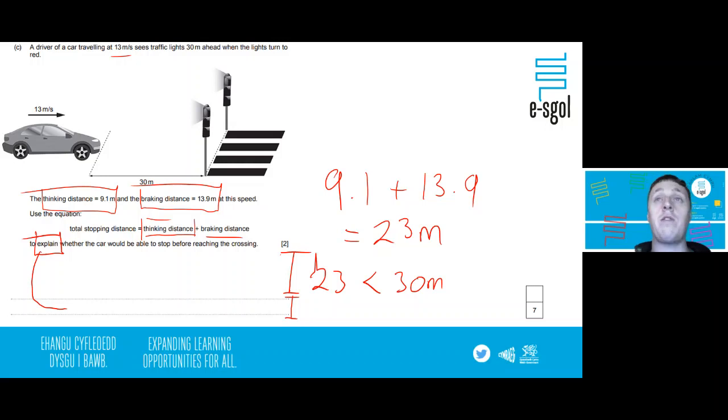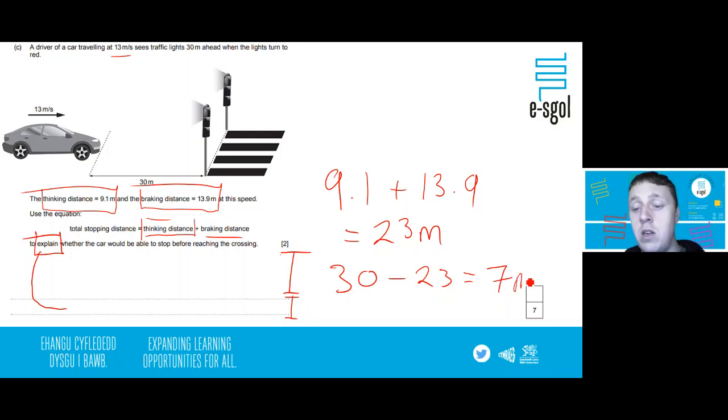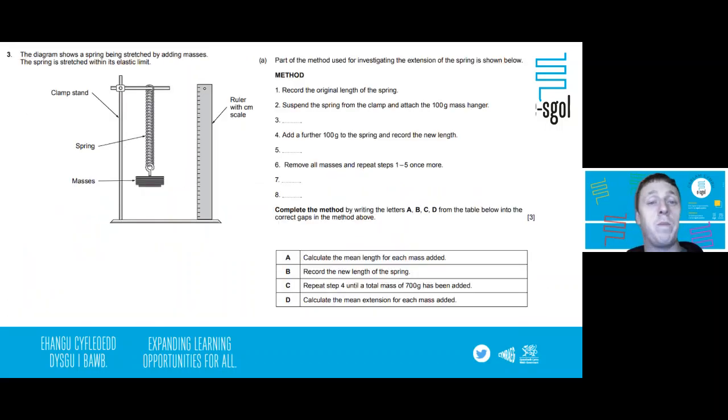Or you can also identify that the car would come to a stop with 7 meters to spare, because you understand that the total distance is 30. The distance we've just calculated is 23. So the car would have 7 meters to complete that journey to spare. So question 2, a total of 7 marks. Not many marks last year, but this year we should see more.